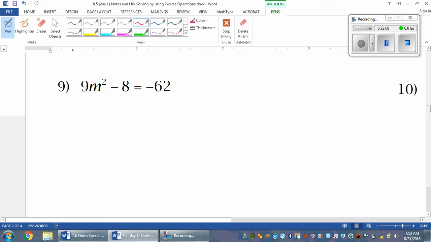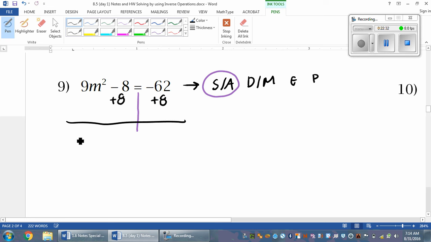From here, again, always check to see if you have a linear term. Determine if you're going to be factoring or if you're going to use SAT-math. Here I see a quadratic term, a constant, and another constant. So what does that mean? I'm going to solve it using SAT-math. From here, let's cancel everything that's being added or subtracted first. So again, I look only at the side of the x. What do I do to the 8? Subtract 8 from both sides. So 9m squared is equal to negative 54.